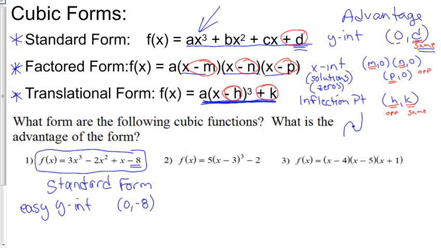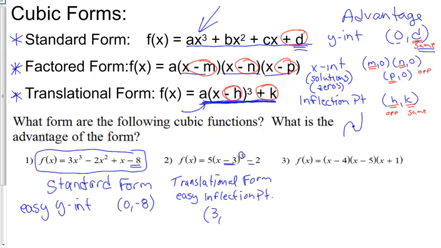Negative 8 is there. And the second one, notice there's one bundle with a cubed, and that leads me to believe that it's translational form. In translational form, it's easy to find the inflection point. So it's easy inflection point. In fact, it's very easy. In this case, it's opposite of that, but the same. Notice it's the same as this. Opposite, same. And the last one, I see three bundles, and three bundles is a dead giveaway for factored form.